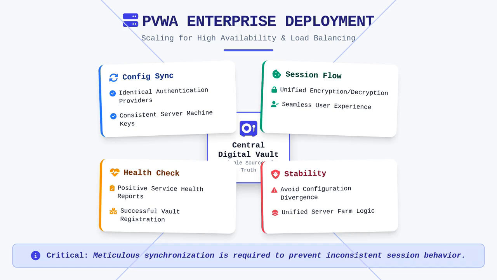When operating multiple instances, think of them as an interconnected ecosystem, where any divergence in configuration can lead to inconsistent session behaviors. Always confirm that each new instance successfully registers with the vault and that the service health monitoring reports are positive for every node in your server farm.